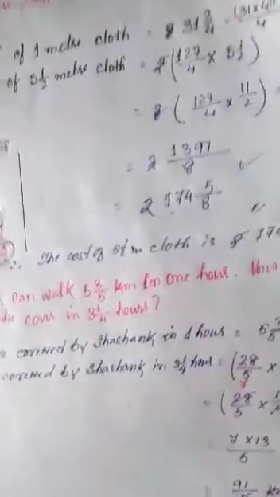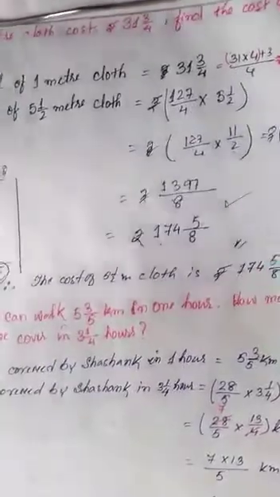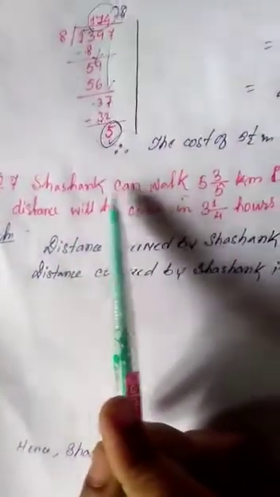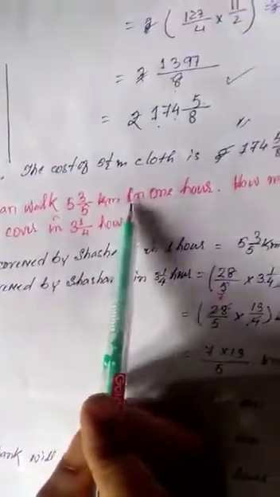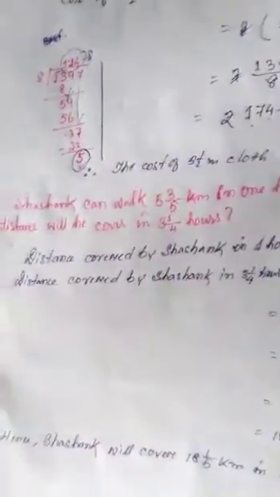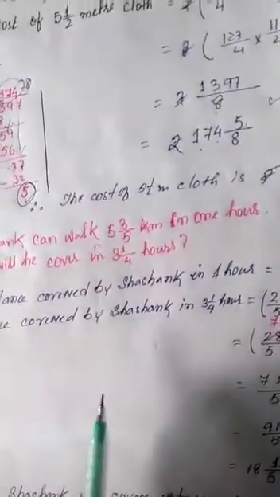Alright, so I hope it is clear to you now how we have solved this. Now let's move to the next question, question number 7. Shashank can walk 5 and 3 by 5 kilometers in 1 hour. How much distance will he cover in 3 and 1 by 4 hours? Okay, it is very easy. That means how much distance is covered by Shashank.